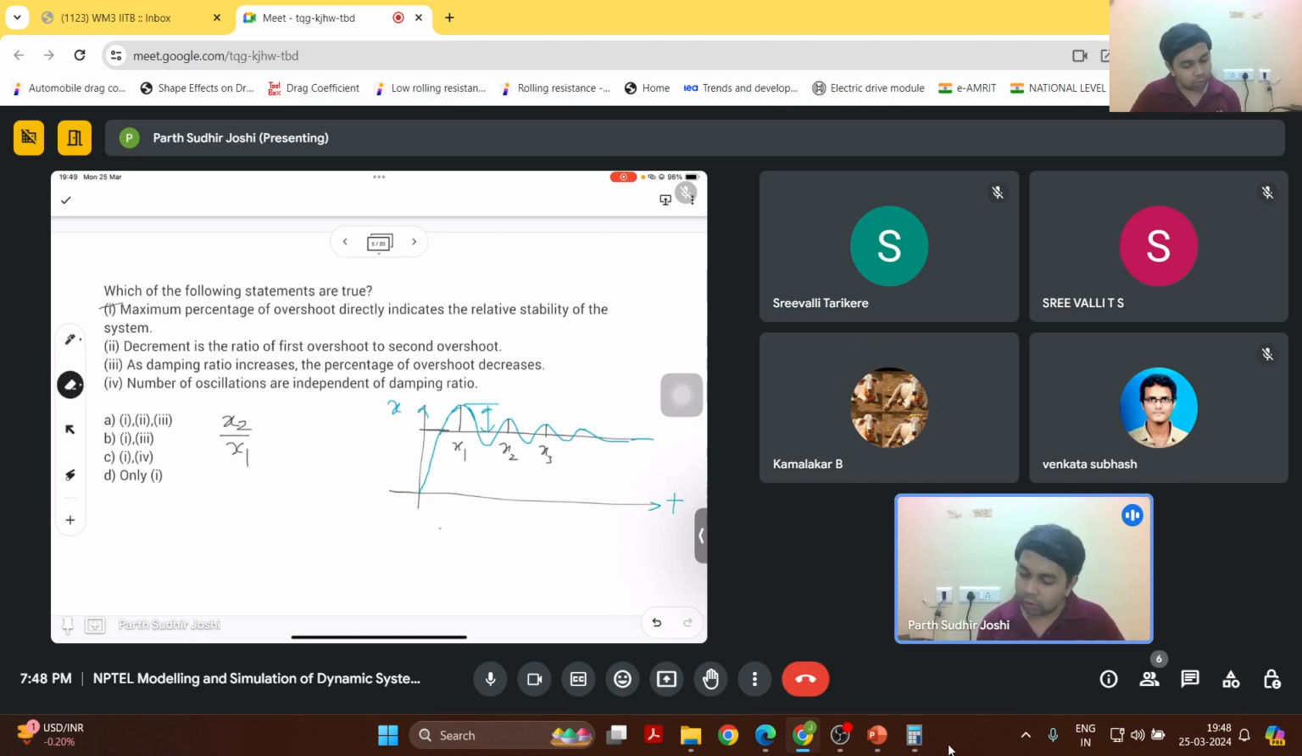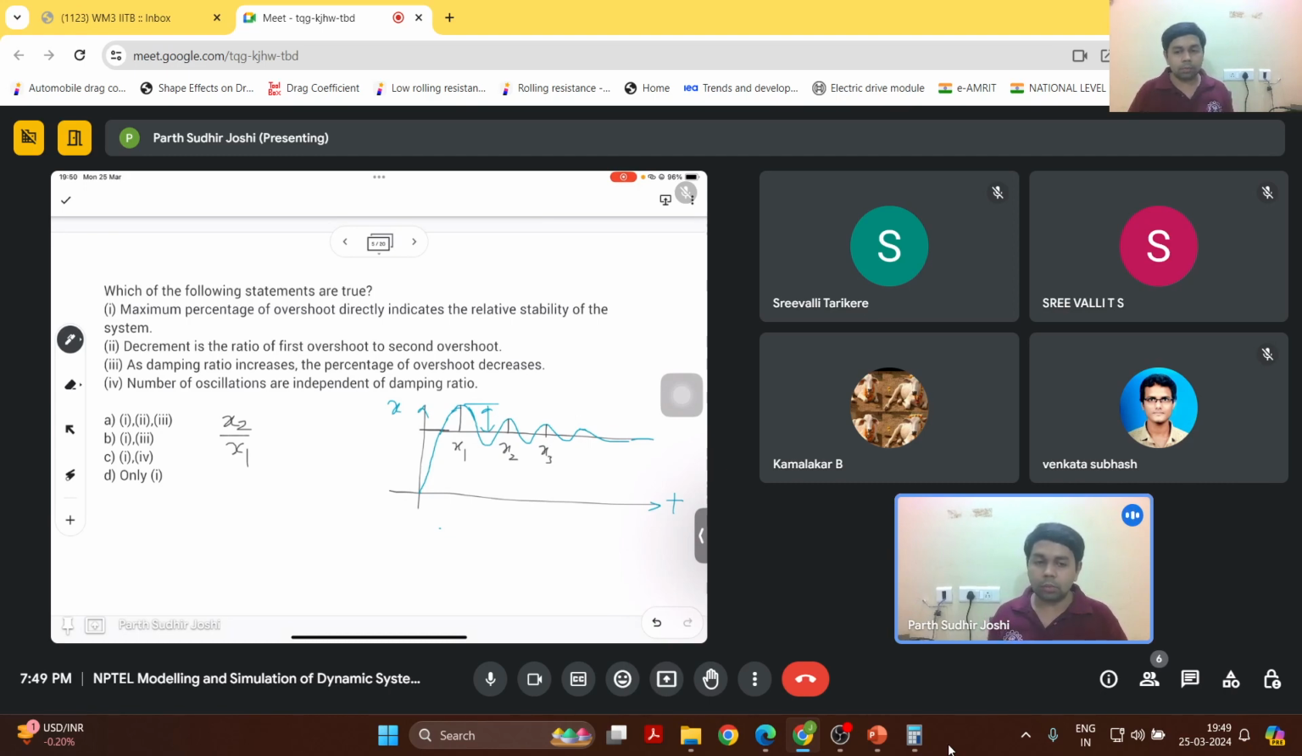The percentage overshoot does determine the stability because it determines how fast the system will come close to the steady state, and whether it actually will come to the steady state at all. And decrement, as we just discussed, is the ratio of second overshoot to first overshoot.